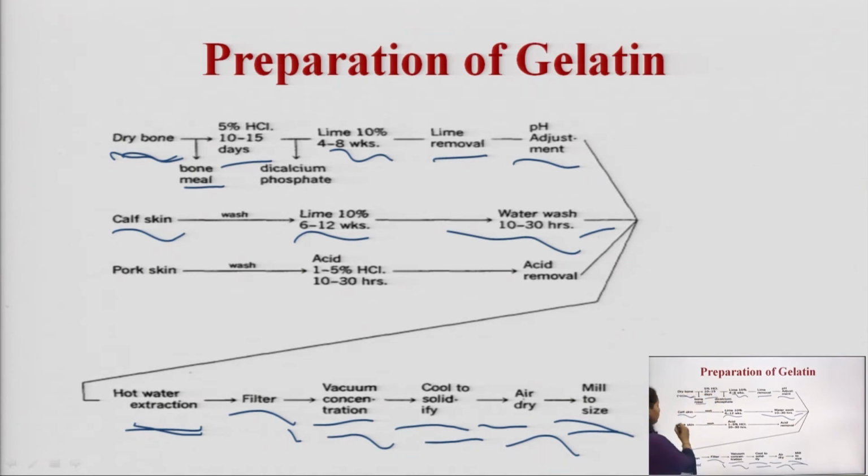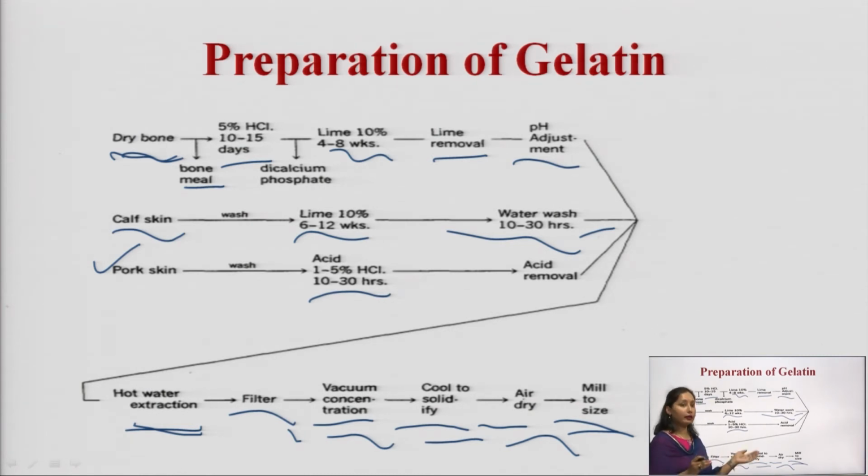Then again, if we extract the gelatin from pork skin, we wash the pork skin thoroughly, then we subject it to acid treatment, that is 1 to 5% of HCl for 10 to 30 hours.